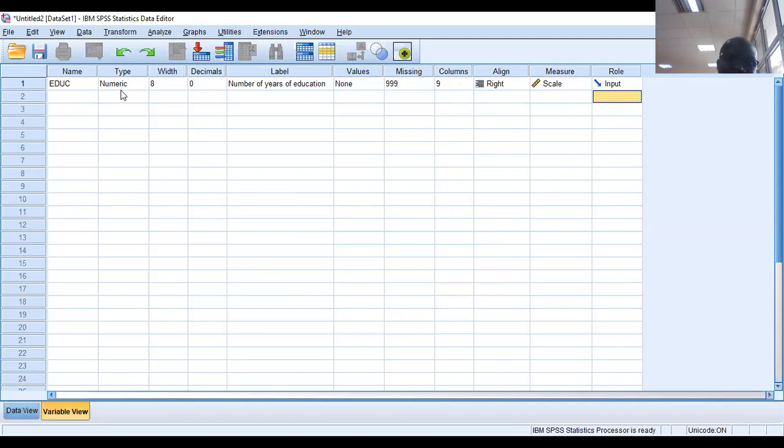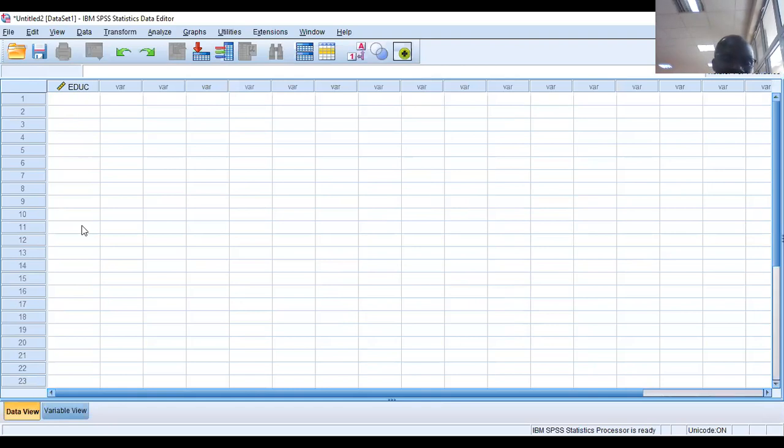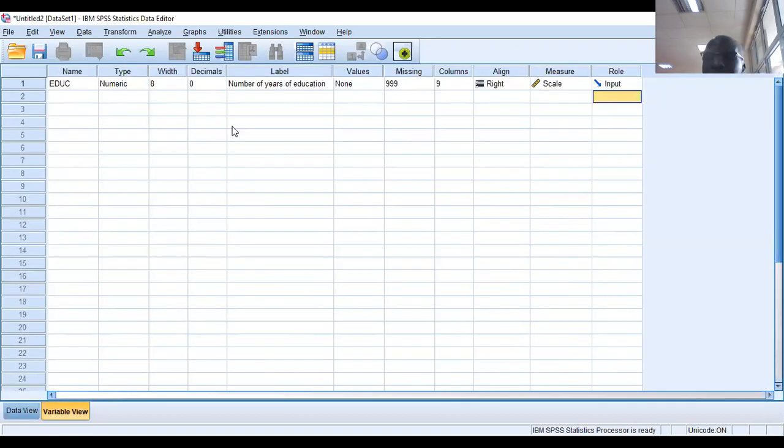Now I've defined my first variable. Now come this side. You can see it here, education. Properly defined. Are we together, please? We are together? Yes. Good. So you can enter all your variables, all of them.